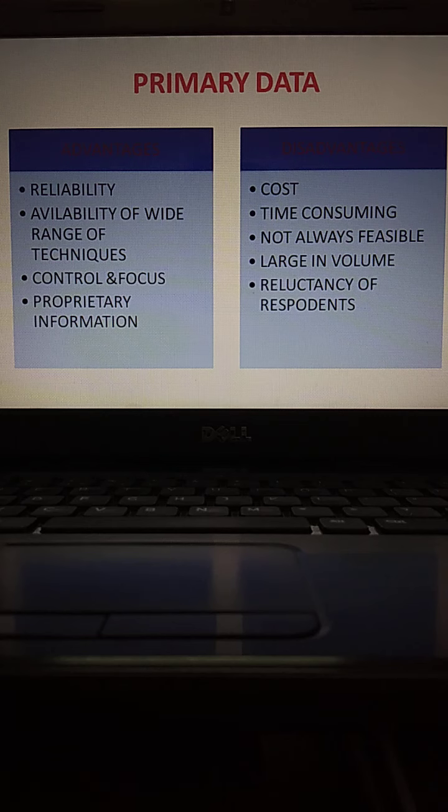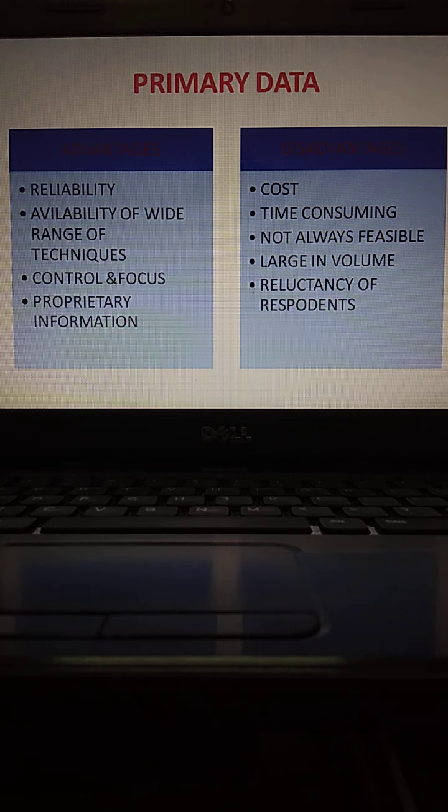One more advantage of primary data is what? The availability of a wide range of techniques. In the previous slide itself we discussed there are so many modern techniques. Because of these things, nowadays primary data has become easy to collect. In some ways it is going to be difficult, but as far as the immediate requirement is concerned, one can use these various modern techniques.